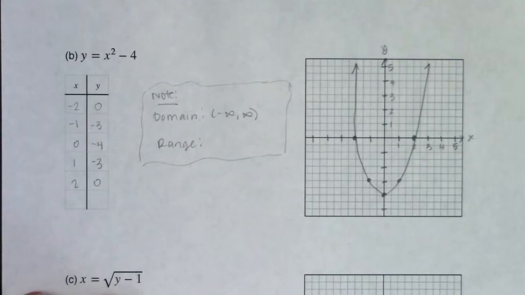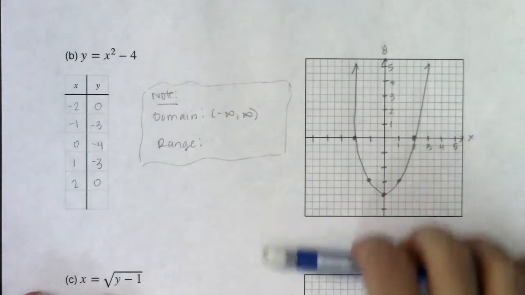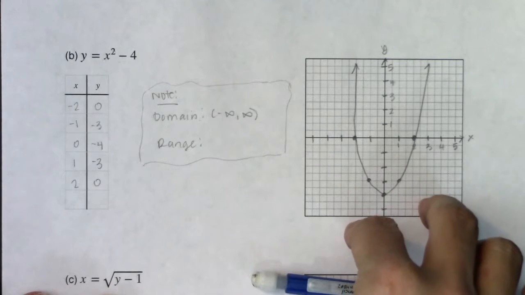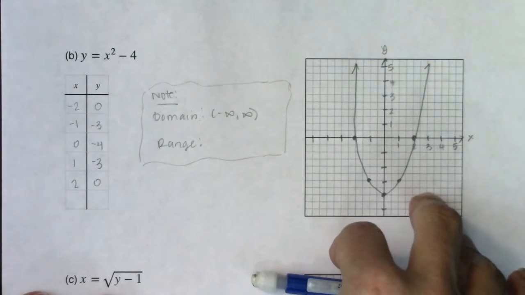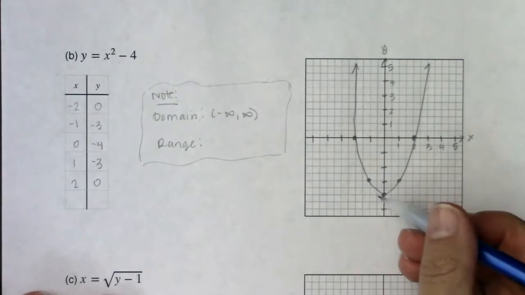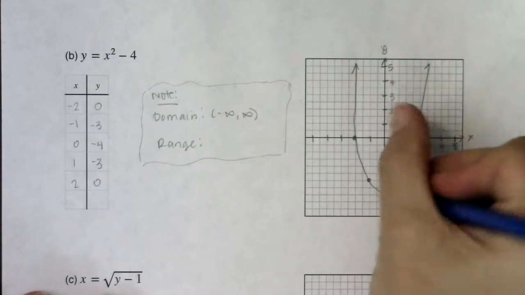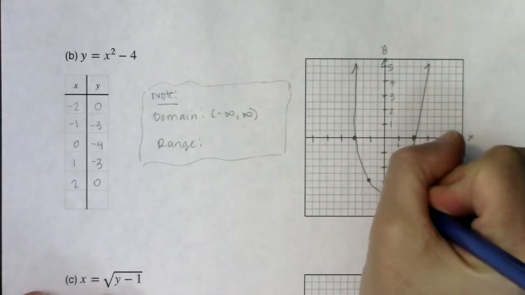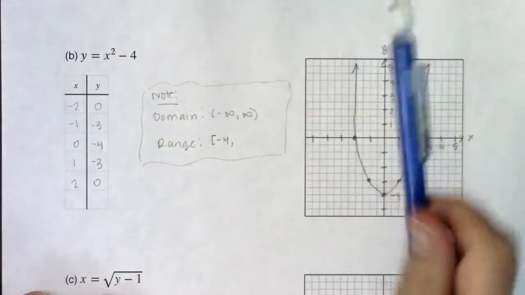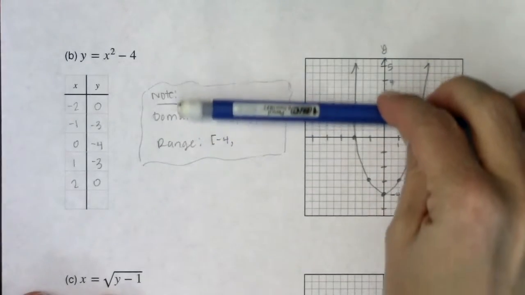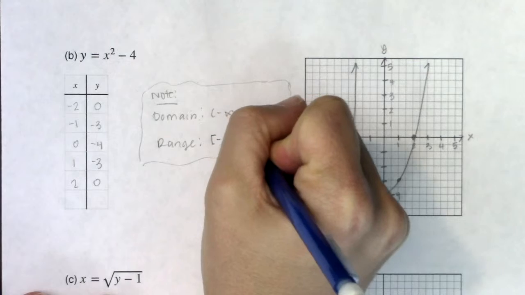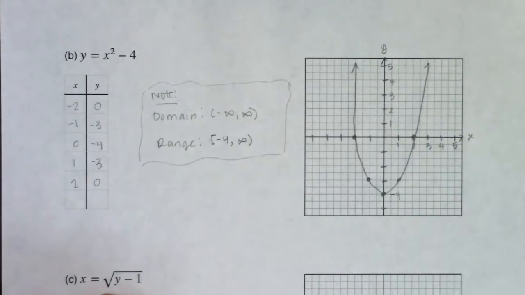But for range, in terms of down to up, you can see that both of my arrows are heading up. I don't have one heading down like I did in the previous example when we had the line. You can see the lowest y value I hit is -4. Okay, this was the y coordinate of -4. So my lowest y value is -4, and you can see that that arrow is heading up forever. So I'm going to get a range of -4 to infinity.